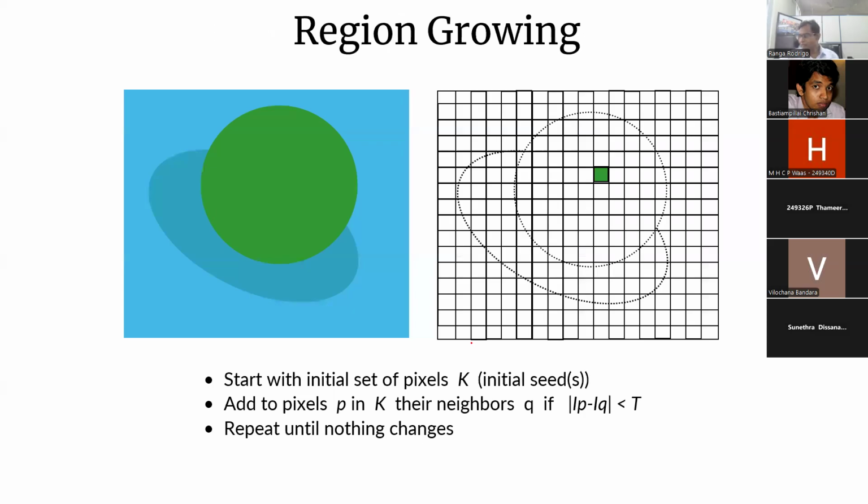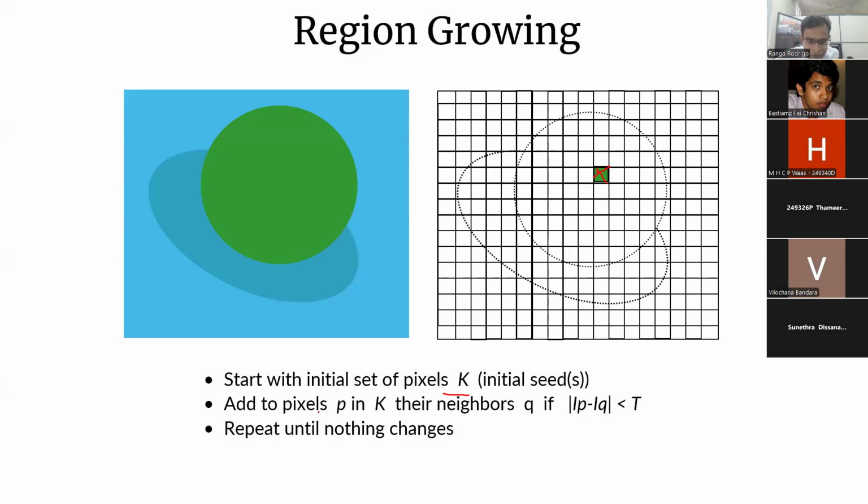So therefore, we have a method called region growing. I will do this and finish region growing. That's very easy to understand. What we want to do is start with a seed. Now here is a seed. Here is a seed. And start with the initial set of pixels called seeds.